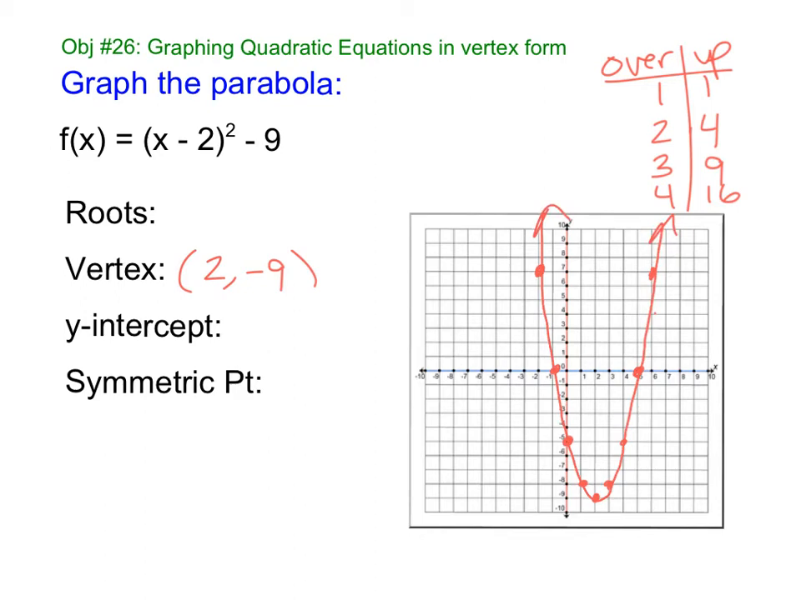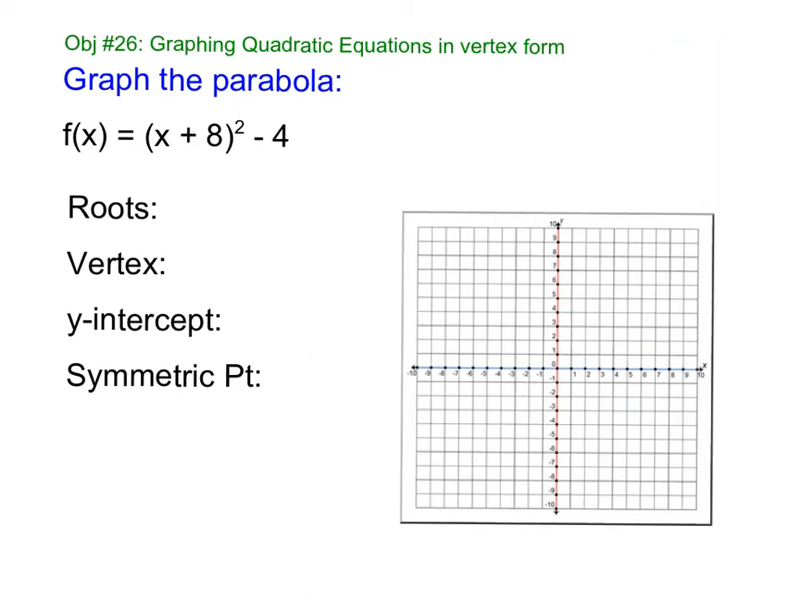Okay, so now that we graphed it, let's write down what the roots are. Where does this cross the x-axis? So we have (-1, 0) and (5, 0). What's the y-intercept? (0, -5). The symmetric point from that is (4, -5). And that's it. A lot easier than all the other work we've been doing.